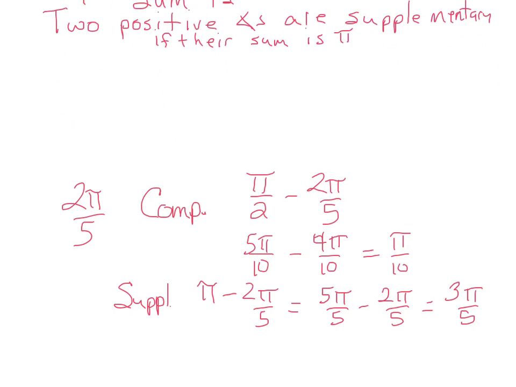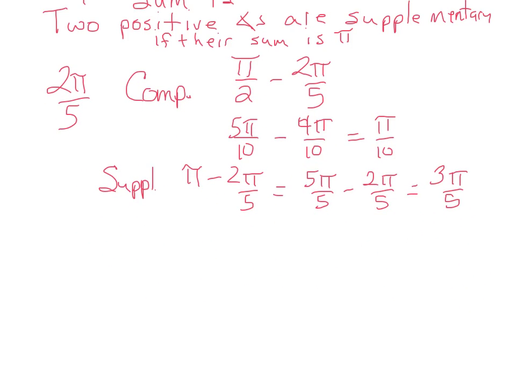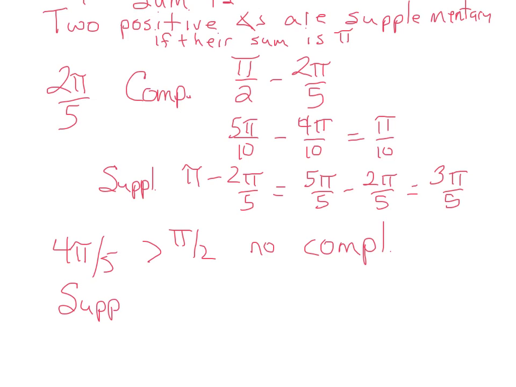Okay, let's look at another one. 4 pi over 5. Find the complementary and supplementary angles here. 4 pi over 5 is already greater than pi over 2, so there is no complement. What about a supplement? Pi over 5 is the supplement, or supplementary angle, to 4 pi over 5. If you add those together, then you get pi.